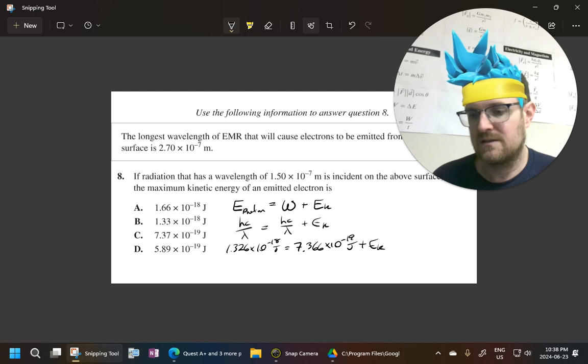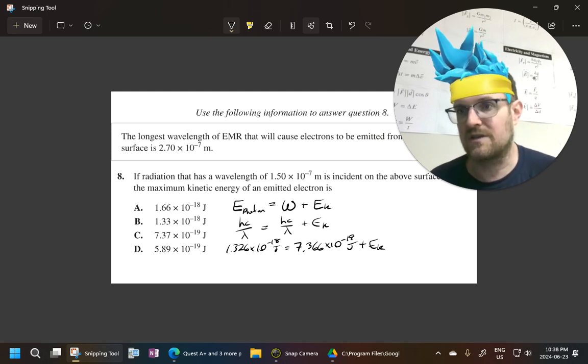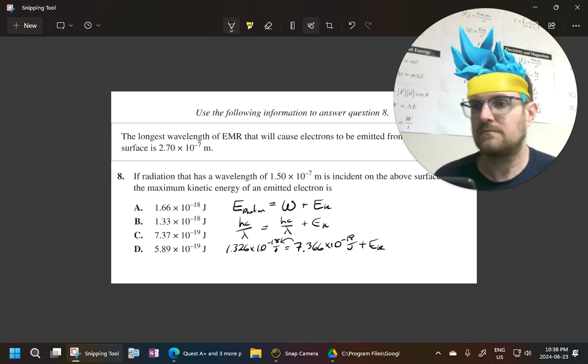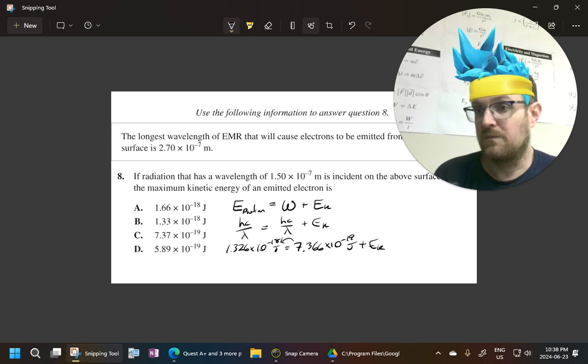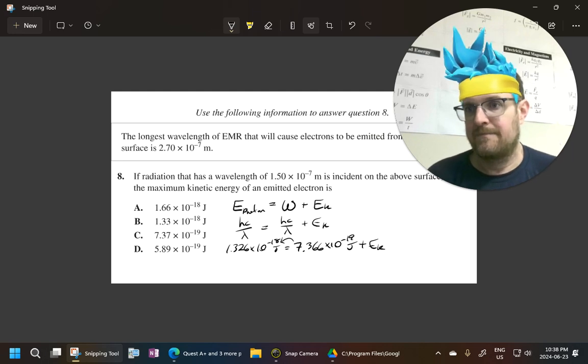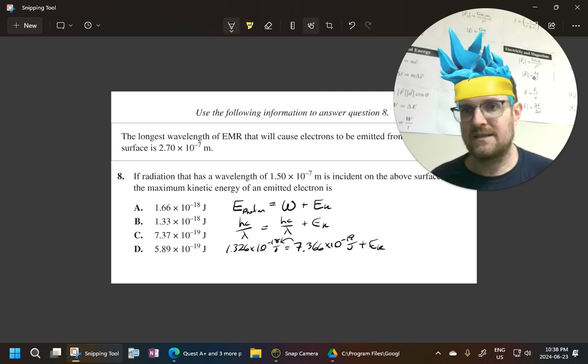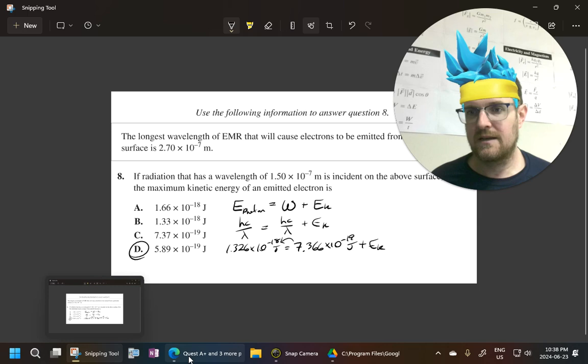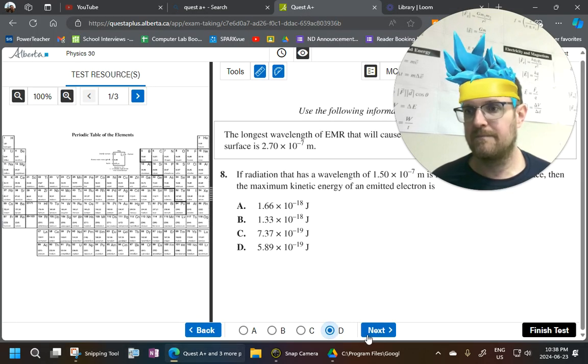And then I minus these two numbers, because I'm just going to minus this over to the other side. And that gives you the EK. This isn't too bad. So I get D. So if I minus that over, I get D here. So let's go back here. So we get D. Cool.